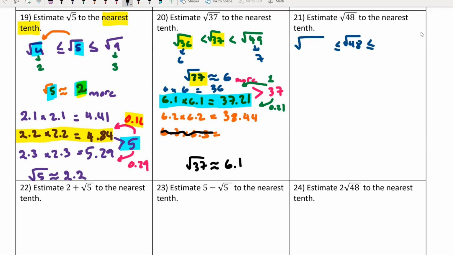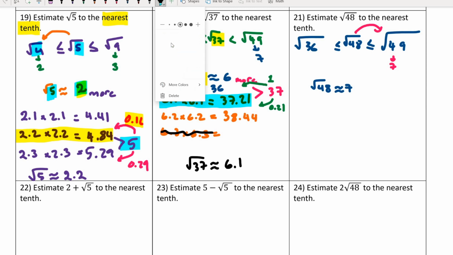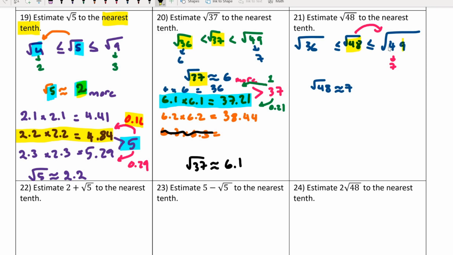The square root of 48 is between 49 and 36. 48 is closer to 49, so it's about 7, right? The square root of 48 is approximately 7. So is that 7 more or 7 less? 48 is less than 49, so that is 7 less.